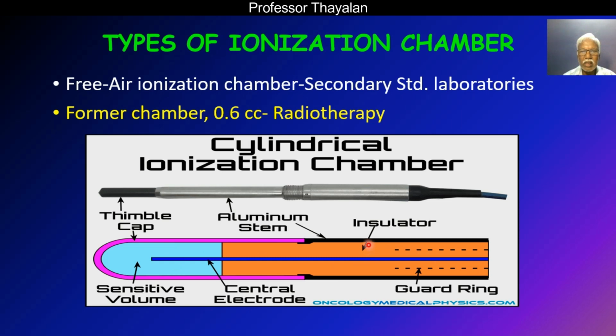And then this is fitted with the insulator here, and also the guard ring. You know why the guard ring is used in this system. So commercially it is available like that. This is the cable part, this is the stem part, this is the chamber part, this sensitive volume. This is the volume to be exposed in the radiation field.